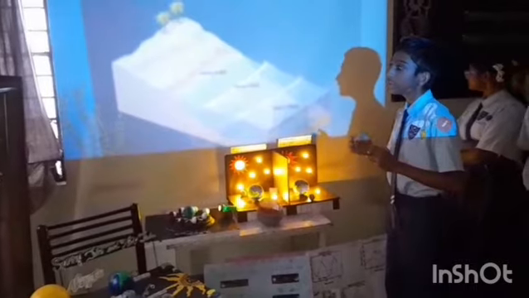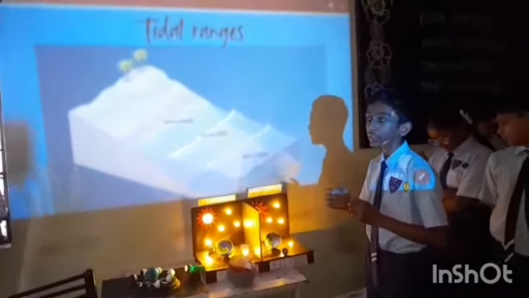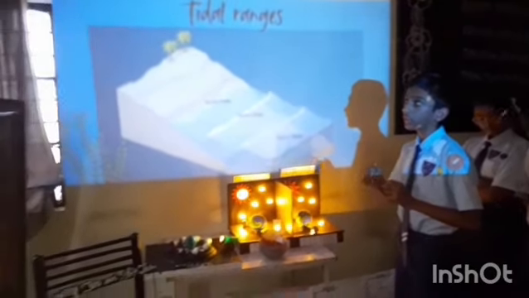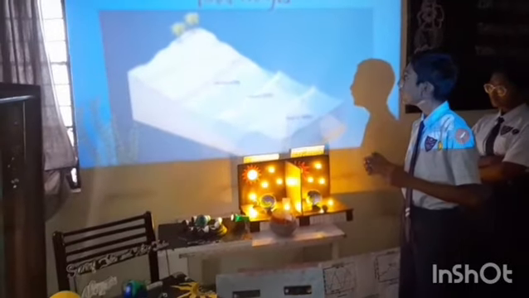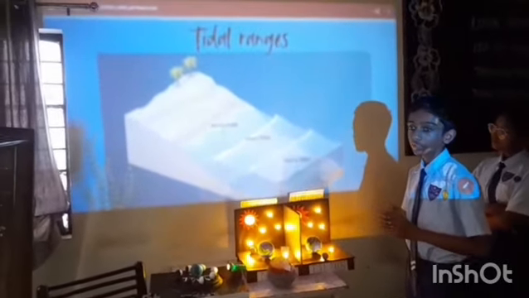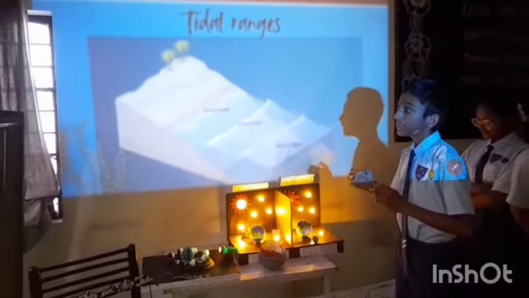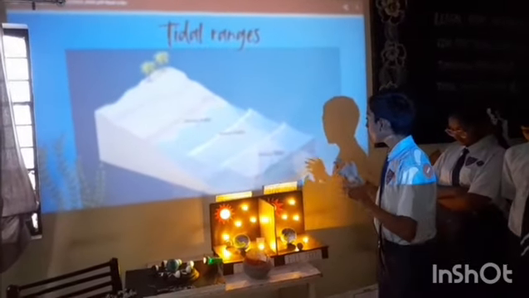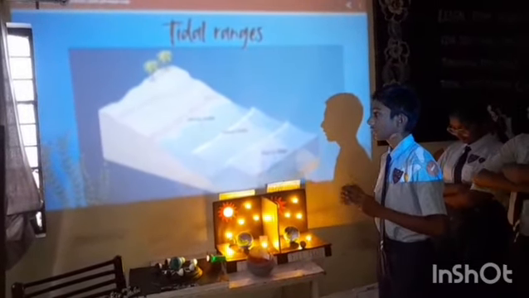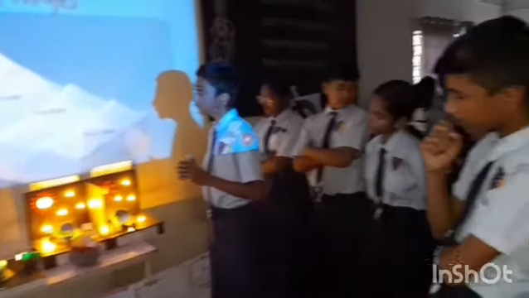Mesotidal: a moderate tidal range measuring between 2 and 4 meters, 6.6 to 13.1 feet. Macrotidal: a large tidal range of more than 4 meters, 13.1 feet. The Bay of Fundy in Canada is famous for having the largest macrotidal range, which can reach up to 16 meters, 53 feet.